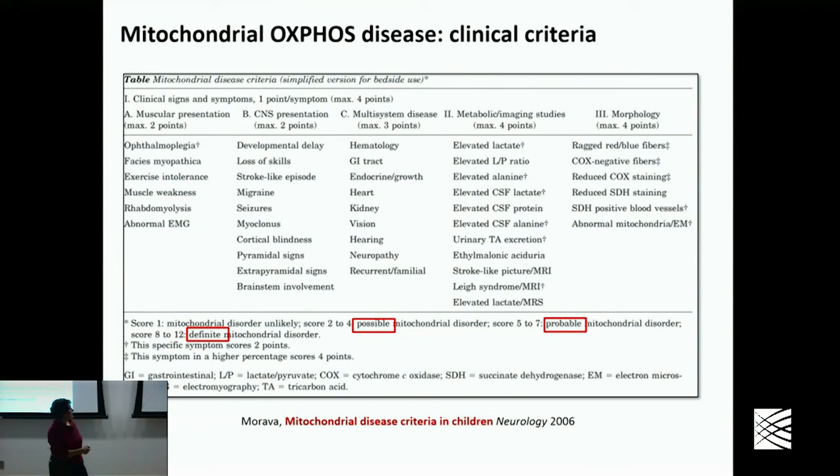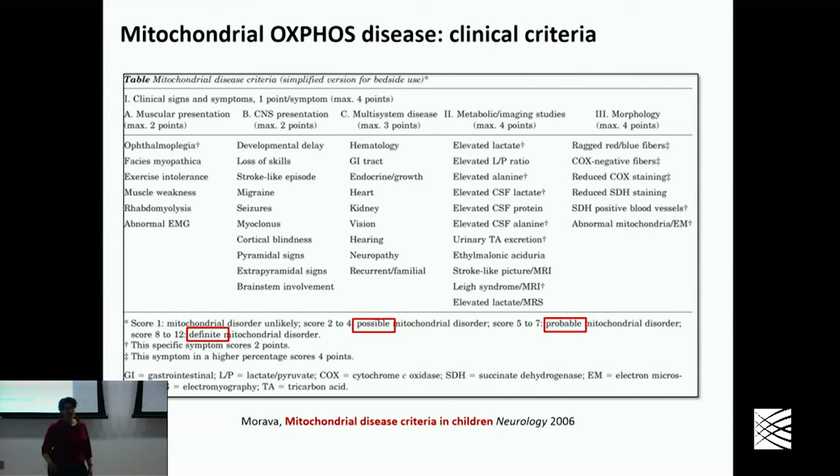Doctors use clinical criteria, something like this. There are 3 different criteria. This is the Morava criteria. And literally you get points. All right, does the person have muscle weakness? You give a point. Do they have CNS presentations like migraines and seizures? You'll get a couple points. You add these up, and if you have enough points, you have possible, probable, or definite mitochondrial disease. So you can imagine a lot of these symptoms are pretty vague. Like there are a lot of causes of seizures that have nothing to do with the mitochondria.